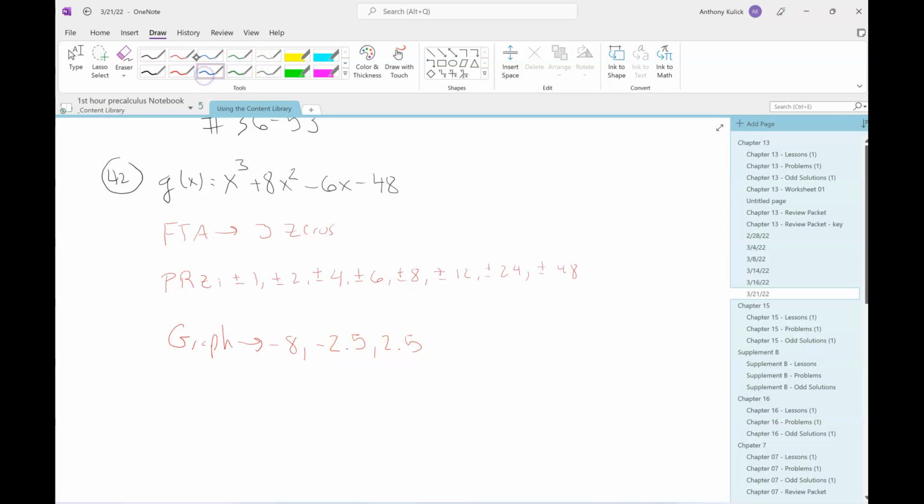Everybody's okay there with what we're seeing? Okay. So let's go check our list here to see if we see these x-intercepts from the graph on our list of possible rational zeros. I see -8 on there. Did you guys see -2.5? Or positive 2.5? What does that tell you about these answers?